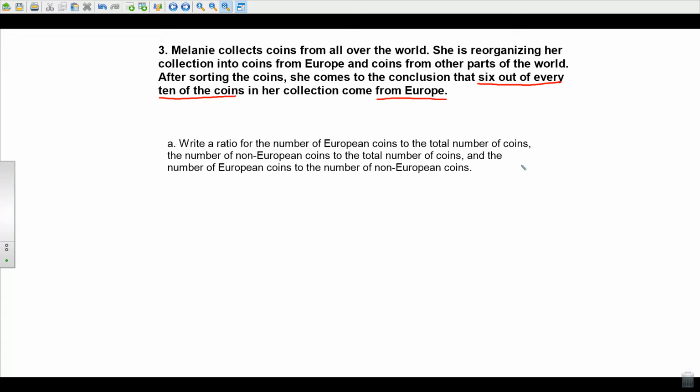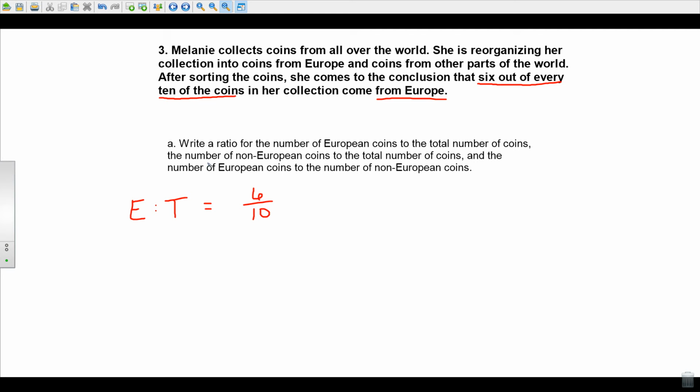This is similar to the problem in this lesson of female students to the total students, male students to the total students, where we were writing different ratios, and then we're going to use those ratios. So in part A, it says write a ratio for the number of European coins to the total coins. So European to total. We know 6 out of every 10 are from Europe. So this ratio would be 6 over 10. And we could simplify it. I'm going to just leave it as 6 over 10. So that's the first ratio.